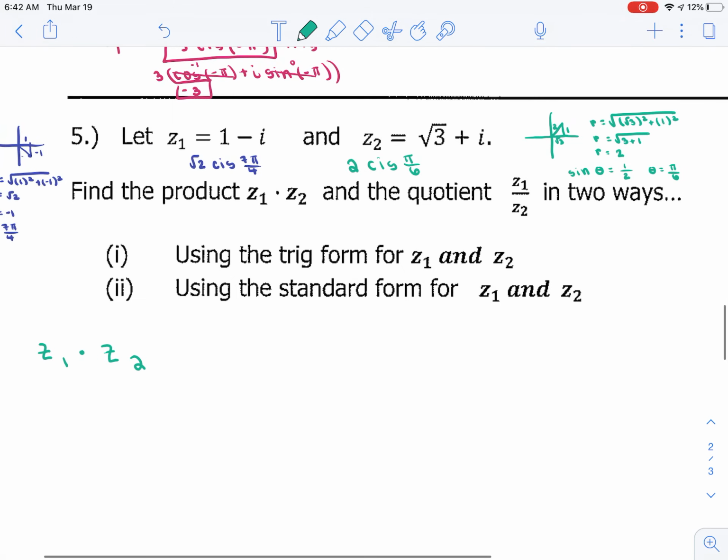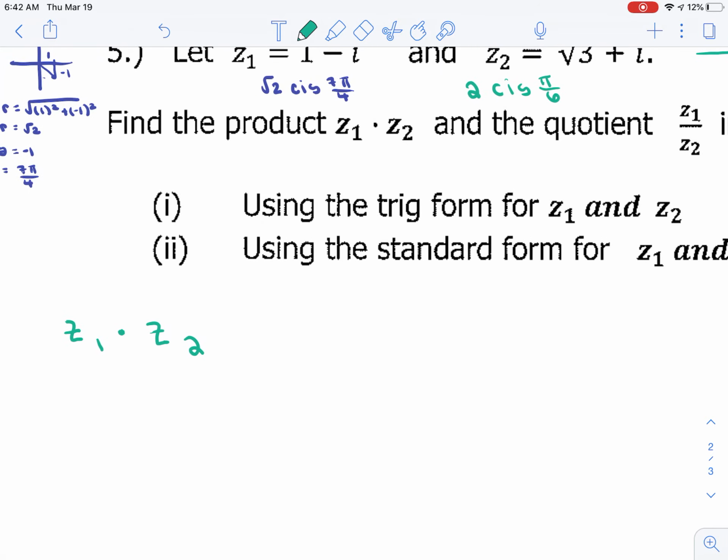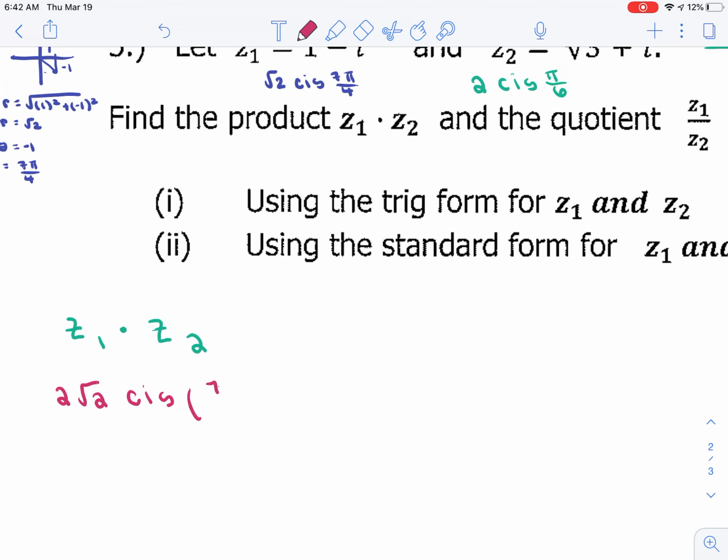So going back to what we were originally asked to do, for this problem, you want to use trig form to find z1 times z2. So what we would do is we'd multiply the numbers in front together. So we would have the root 2 times the 2, or 2 root 2. And then because it's a product, we want to add our angles together. So we would want to take this 7 pi over 4.